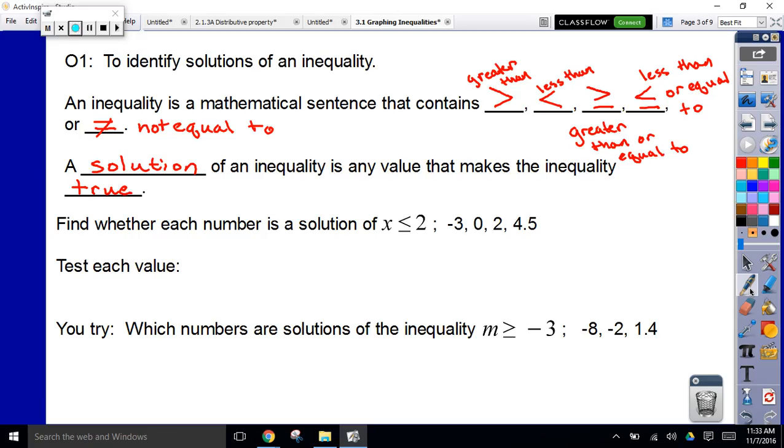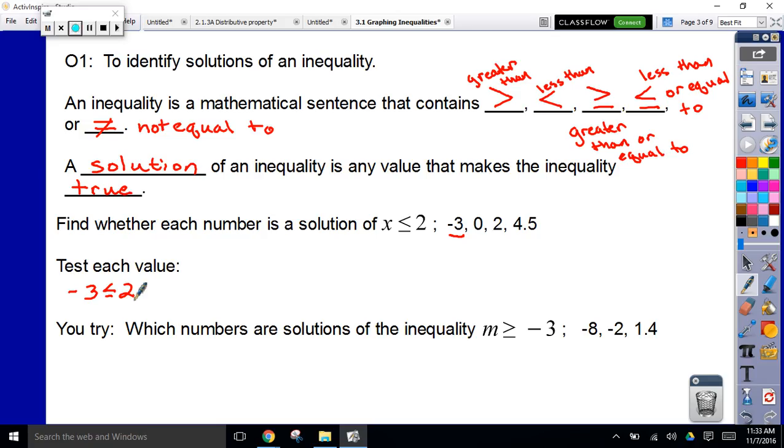So if we have x is less than or equal to 2, it asks whether each one of these numbers is a solution. The way we find that out is just by testing the values. So we start with -3, and we put that in for x. Is this a true sentence? -3 is less than or equal to 2. Nod your head if you think it's true, shake your head no if you think it's not true. Is this a true statement that -3 is less than or equal to 2?